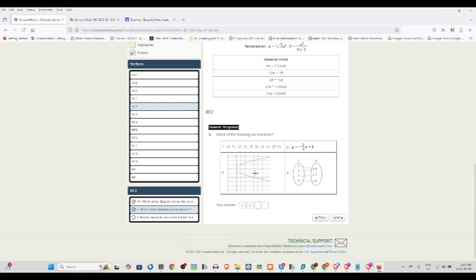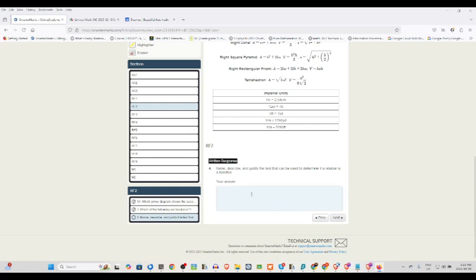3 fails the vertical line test, not a function. 4 is a function because we never have more than one arrow coming off the same x. Yes, x of 1 equals 6 and x of 2 equals 6. That's okay. What matters is that we don't have x of 1 going to y is 6 and y is 7.